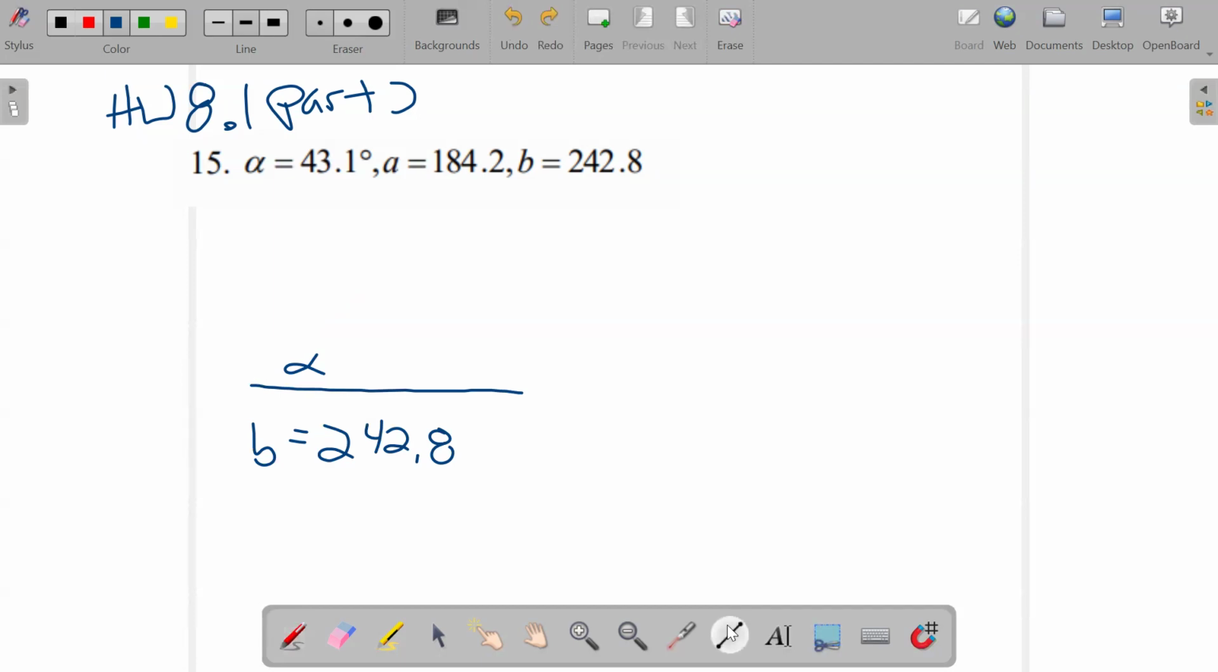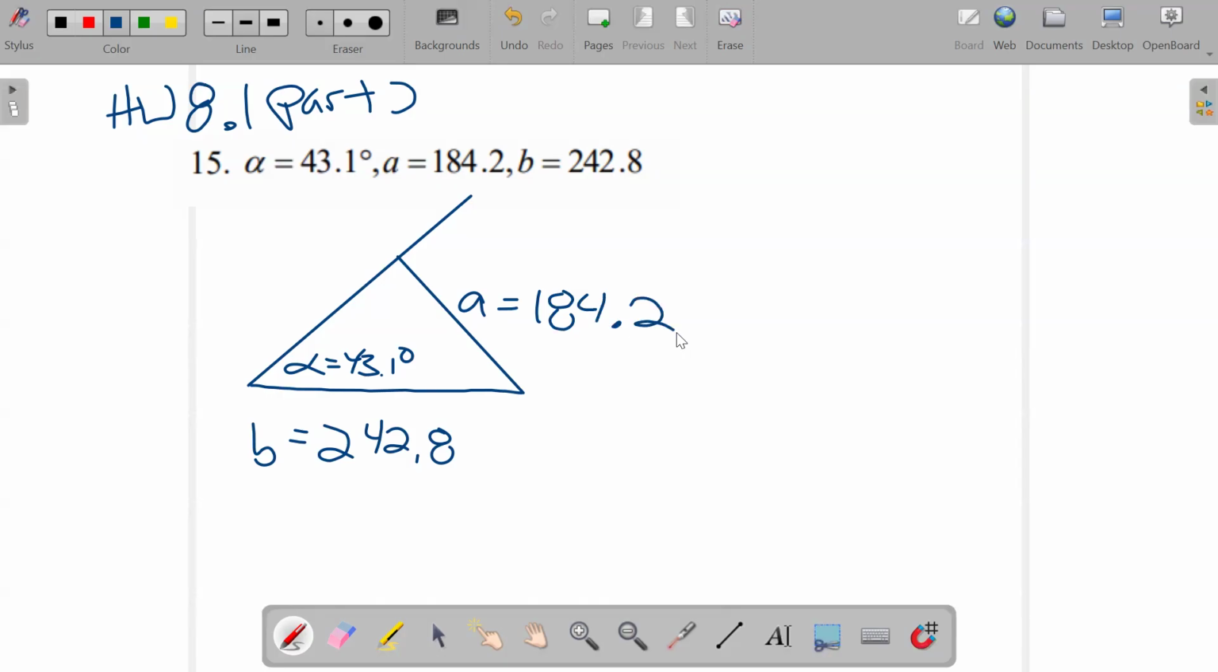A is opposite. So I'm just going to draw a big line here because I'm not sure how big this one's going to be. Let's say that's about 43 degrees. And then somewhere off of the end of B here, I've got to come up with what I think is about 184. So somewhere in here-ish, it's less than 242. All right, I'm just going to rough it in there for now. So if this is my alpha at 43.1 degrees, then I'm guessing this is about A at 184.2.